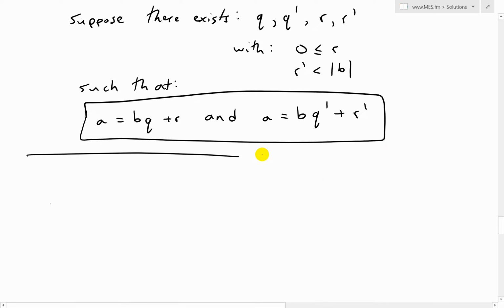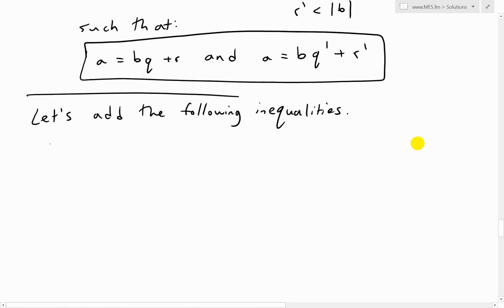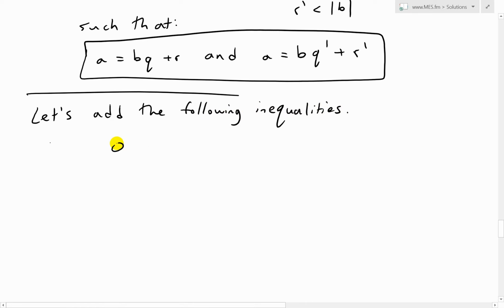Now let's add the following inequalities. This is going to all make sense in a bit. Right now it's just to show what we're working with. It's a pretty interesting proof that I saw on Wikipedia. So we'll have r greater than or equal to 0, and less than the absolute value of b.